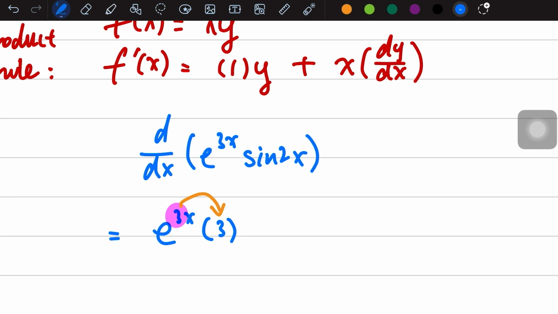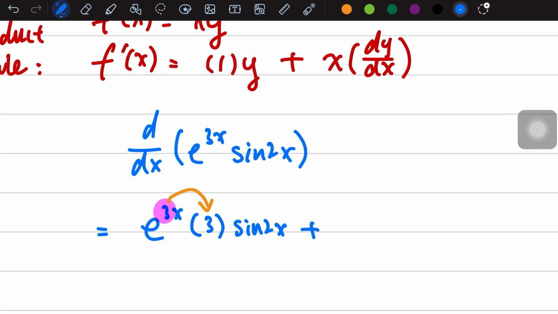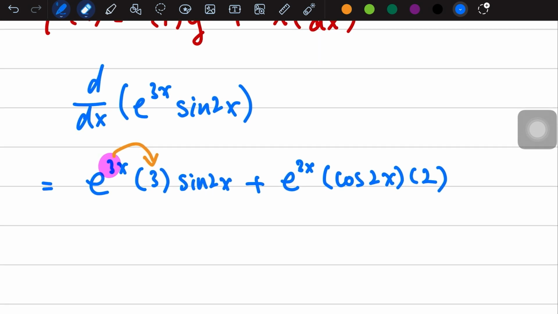So let's move on. And then times sine 2x plus, we copy the first component, e to the power 3x, and then times cosine 2x, and then we need to times 2 because we have 2x in here. Oh, I'm sorry. Yep, 2x, we times 2, right?